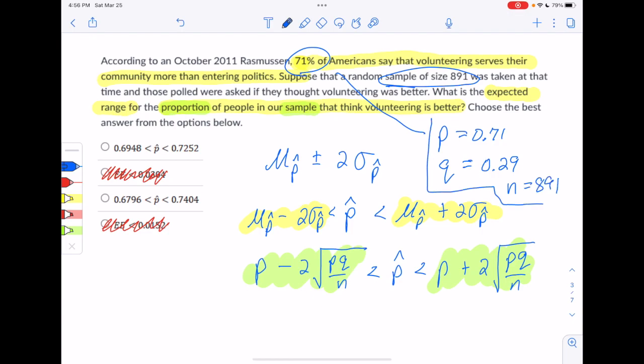So there's our values of n, p, and q that we can plug into the formulas below to get the lower and upper boundaries, and that should answer the question for us.